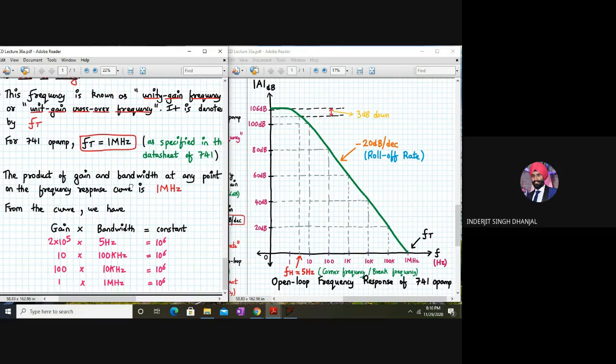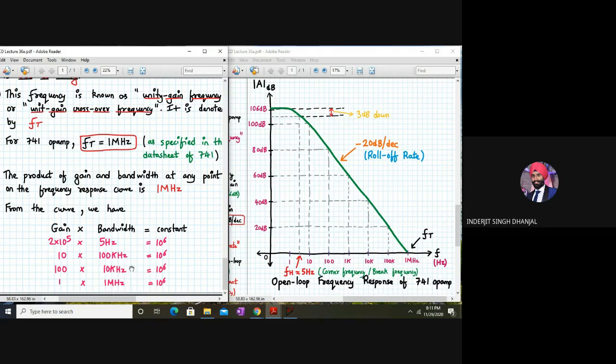Now let's check the fact that the gain bandwidth product is fairly constant. For a gain of 2 into 10 to the power 5, the bandwidth is around 5 hertz, and the product is a constant number, which is 10 to the power 6. Again, when the gain is 10, meaning 20 log to the base 10 of 10 is 20, it's 20 dB. So when the gain is 20 dB, a gain of 10, and the bandwidth is 100 kilohertz, again the gain bandwidth product is 10 to the power 6. So at any point on this curve, the gain bandwidth product is a constant. Also, whenever the gain is 100, 20 log to the base 10 of 100 will be 40 dB.